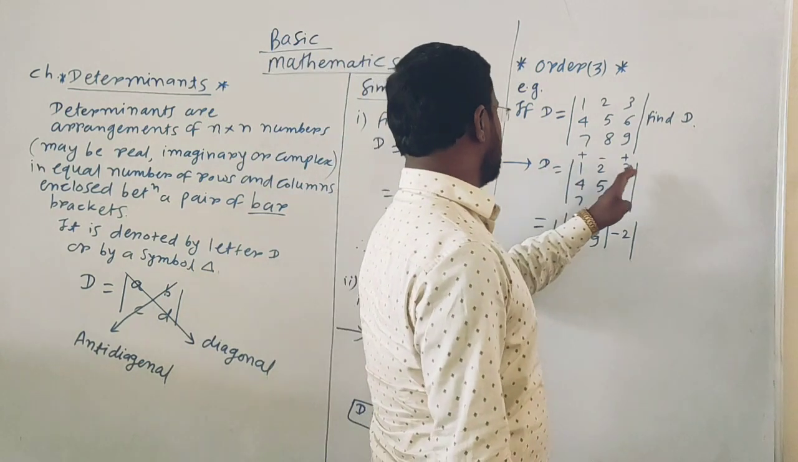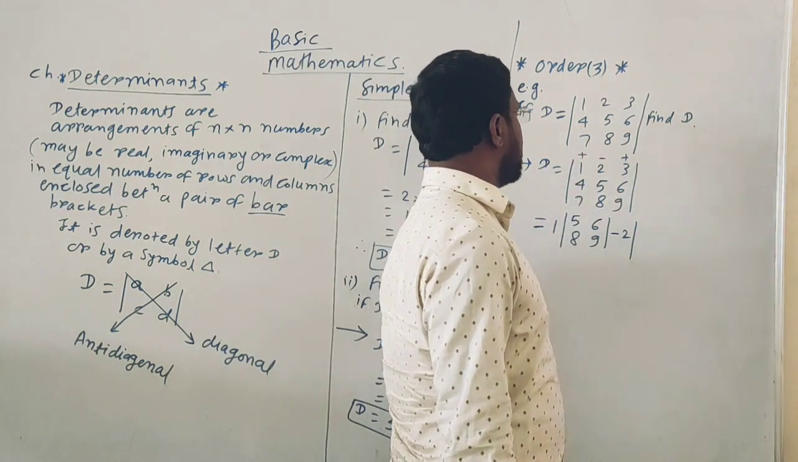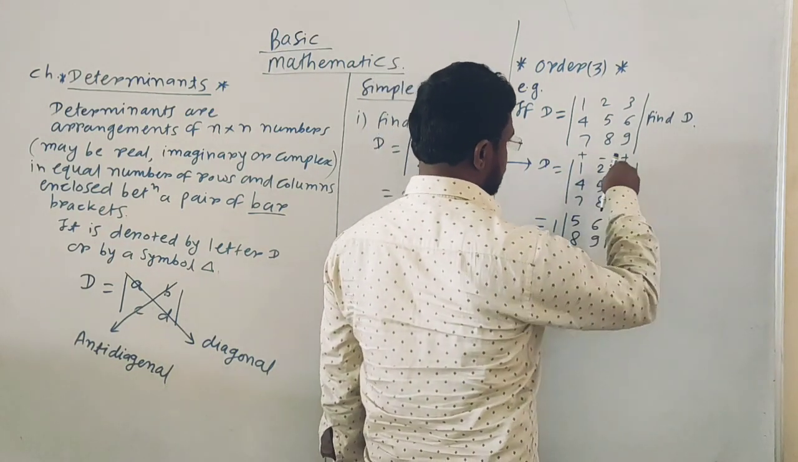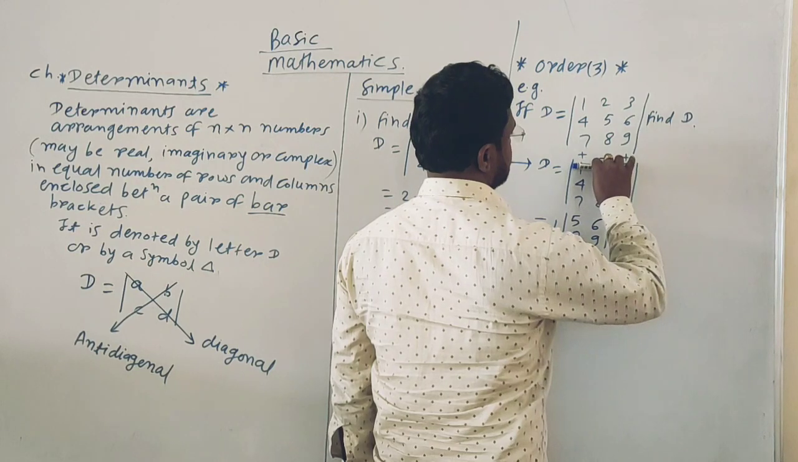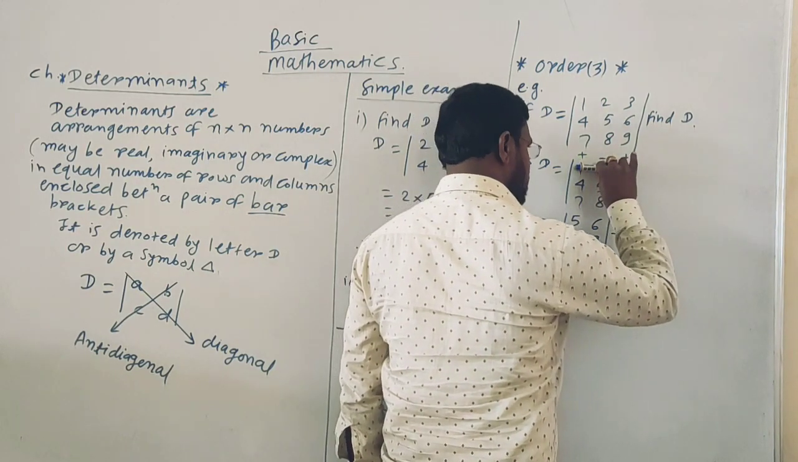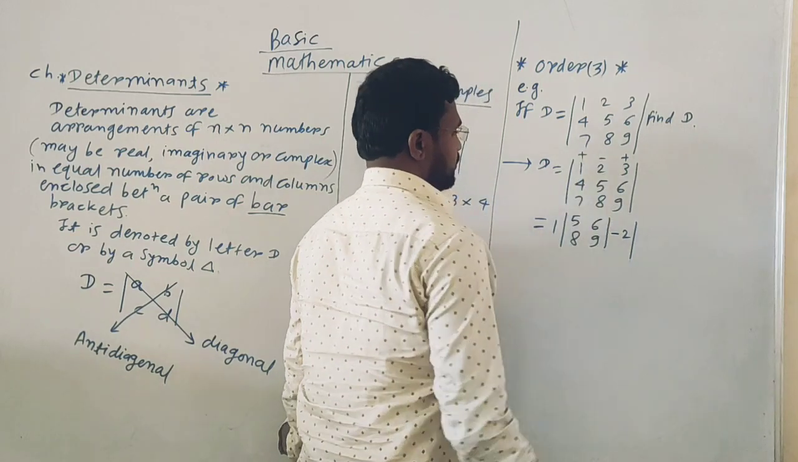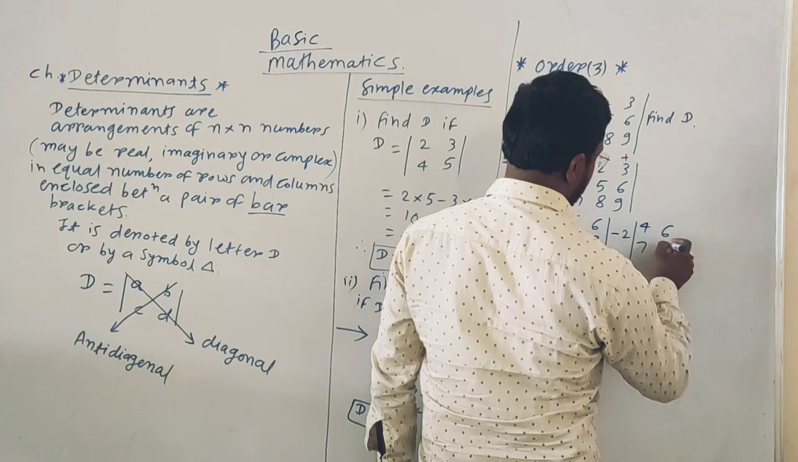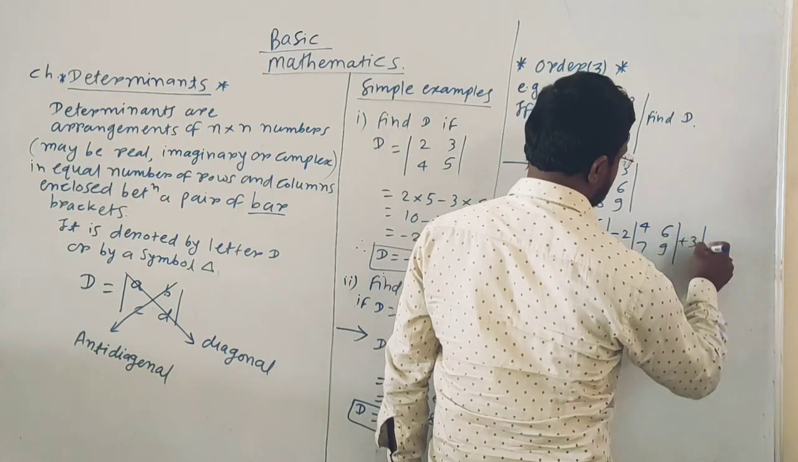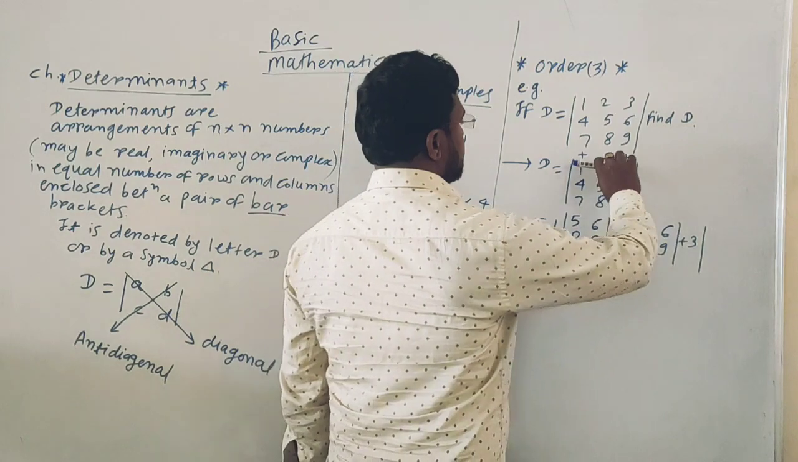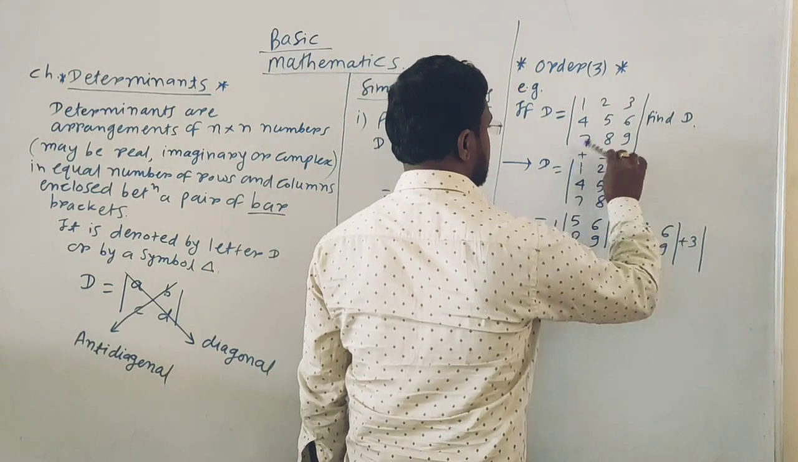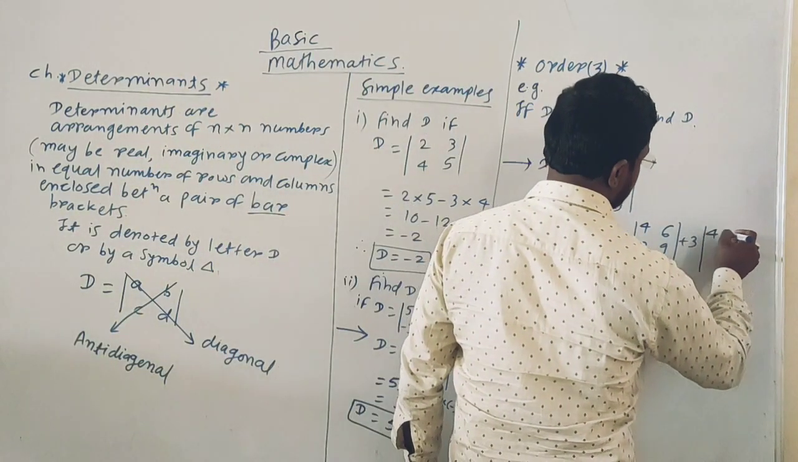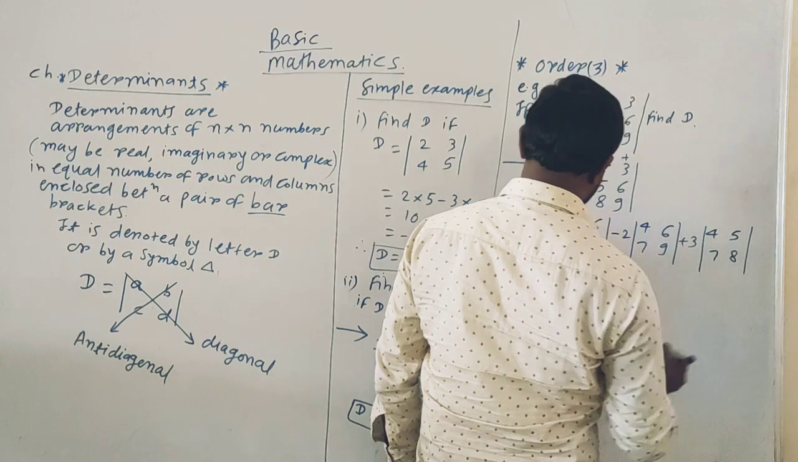D equal to 1 2 3, 4 5 6, 7 8 9. Always remember, plus minus plus. 1, first row, first column is eliminated. Then minus 2: here is the second column and first row. First you have to consider first row, second column. Eliminate this. Then what is the remaining? 4 6, 7 9. Plus 3: first row, third column. Eliminate; the remaining is 4 5, 7 8. Then calculate this.